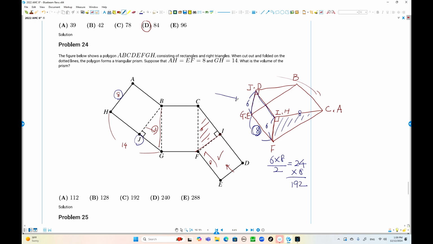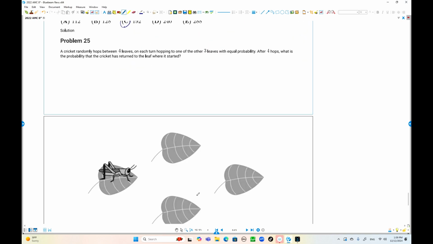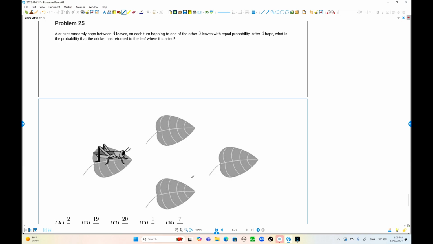You can construct it this way. That is not hard, okay? 192 is the answer. Okay, number 25.